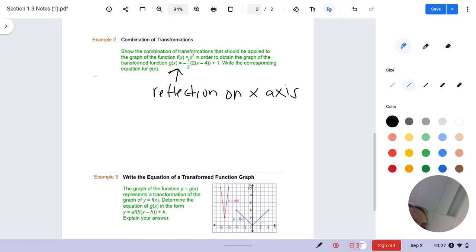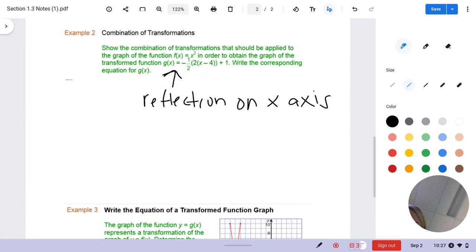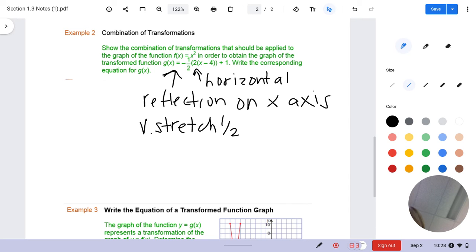We also have a vertical stretch of a half. This 2 in front, that is a horizontal stretch. And it's of a half, right? Because if it's a 2, it's the opposite. It's actually of a half.